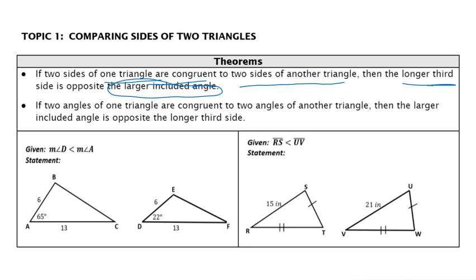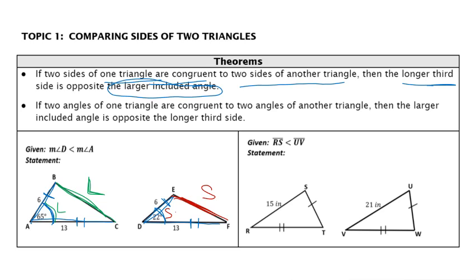So for example, if we know that in this one 6 matches with 6, 13 with 13, and the angle between them, the angle attaching the two sides, I have 65 and 22. So since 22 is the smaller angle, EF will be the smaller side. With 65 as the larger angle, BC will be the larger side. And this is actually called the hinge theorem.